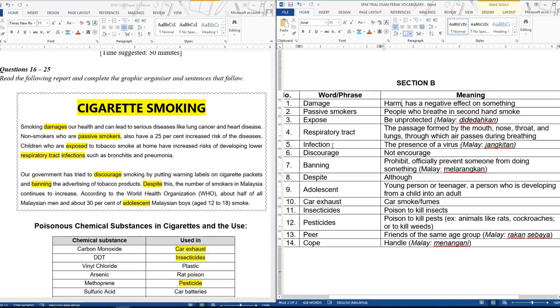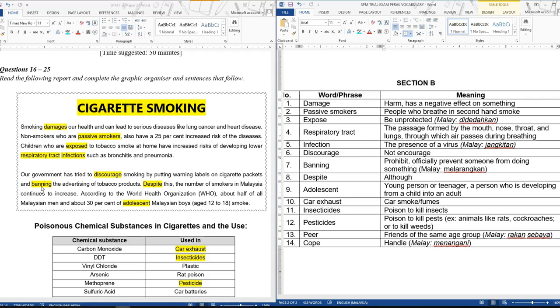Next word is infections. Infection is the presence of a virus. In Malay, you would say this is a jangkitan. So infection meaning the presence of a virus. The next word is discourage. Discourage, you do not encourage something. Kamu tidak menggalakkan sesuatu.